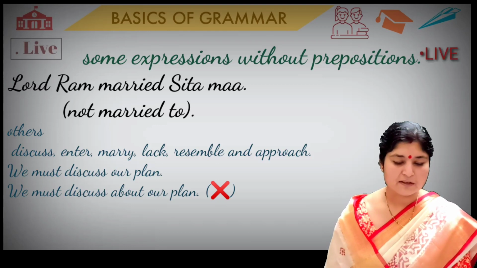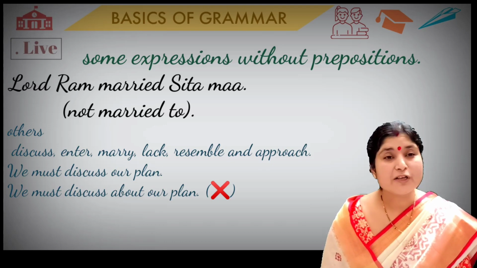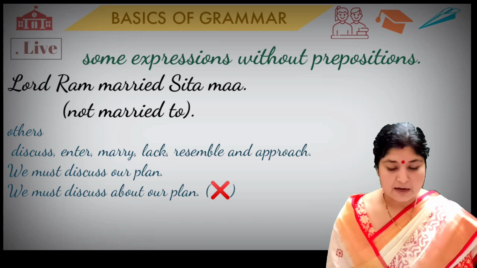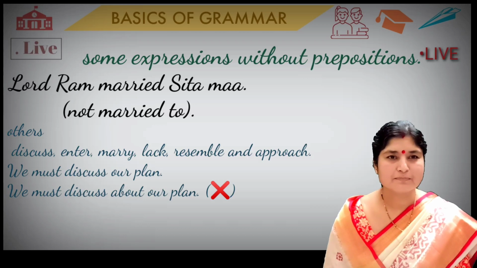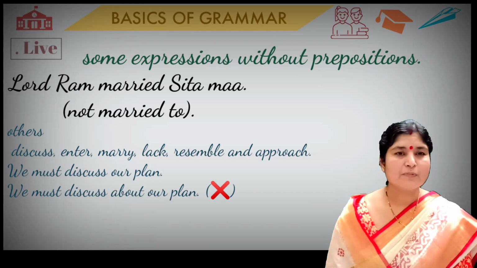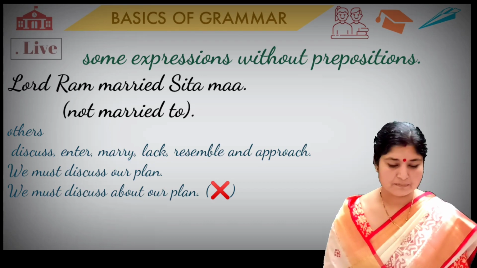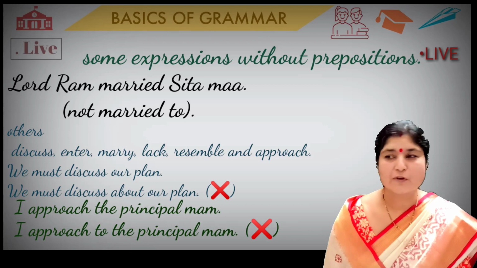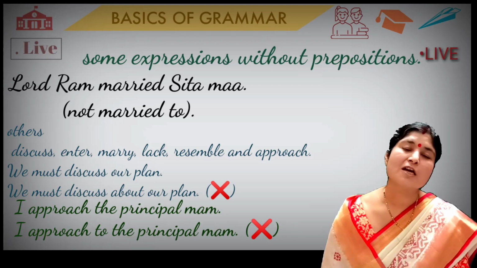For example, we must discuss our plan. We should not say, we must discuss about our plan. We must discuss our plan, not about. Lord Ram married Sita Ma, not married to Sita Ma. I approach the principal, not I approach to the principal. We should not use to here.